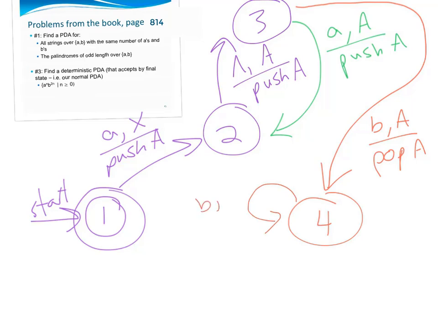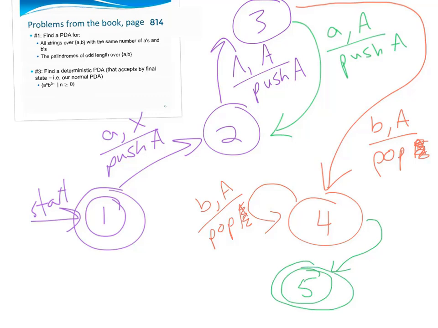If there's a B and I see an A, I will pop that A. Oops, I'll just say pop. Not pop A, we just pop what's on the top of the stack. We just happen to know it's an A. And then finally, if we've processed everything, I'm just changing color to make it easier to follow my picture here and see what I'm writing.